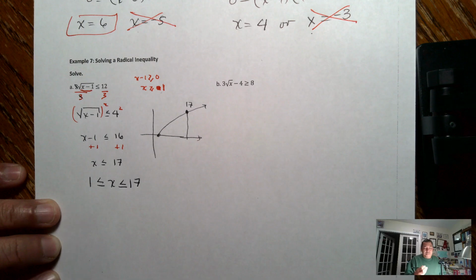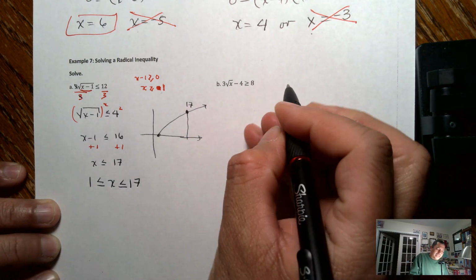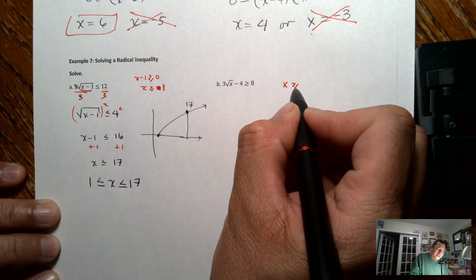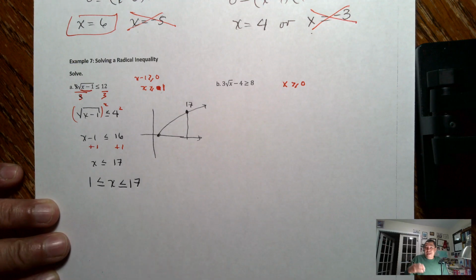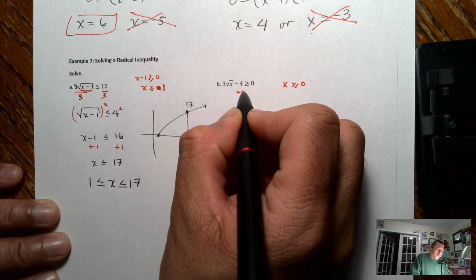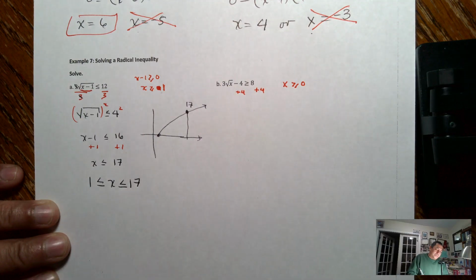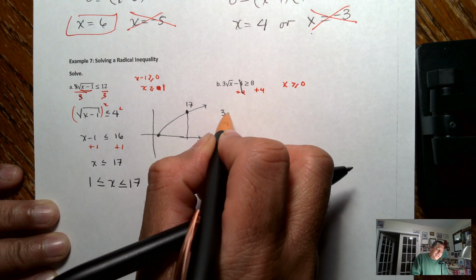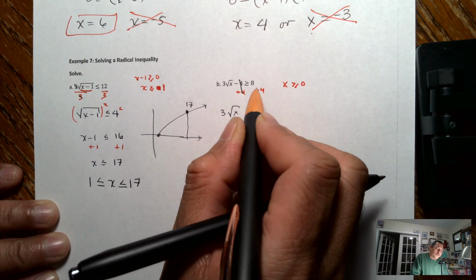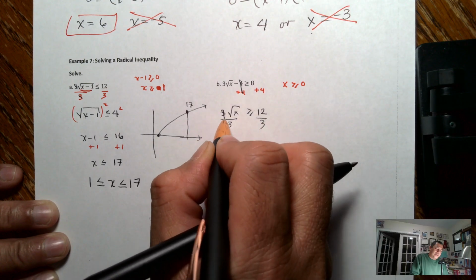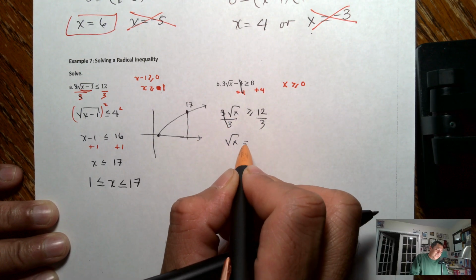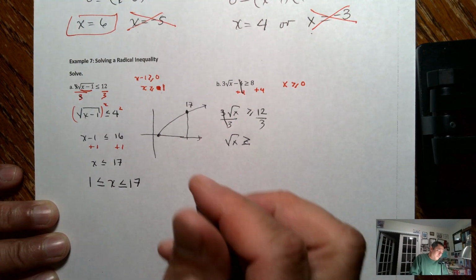For example 7b, remember that in this case the domain is x is greater than or equal to 0. So everything from 0 to positive infinity is going to be part of the domain and part of the solution. So in this case, we're going to add 4 to both sides. So these two go away. So I have 3 square root of x is greater than or equal to 12. And then we divide by 3. Okay. So square root of x is greater than or equal to 4.